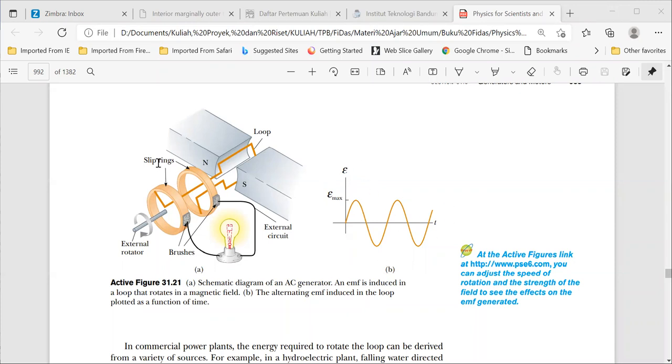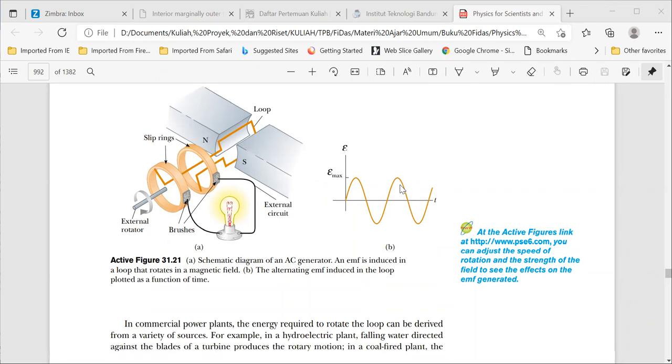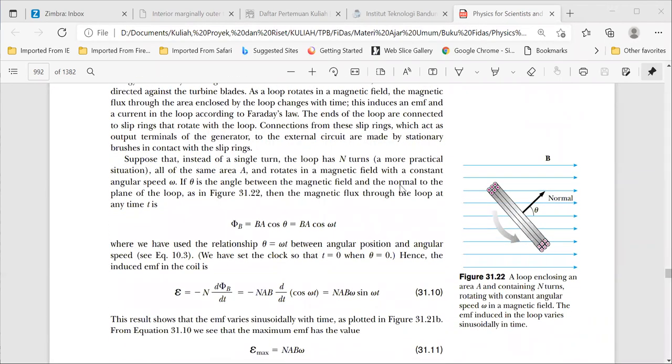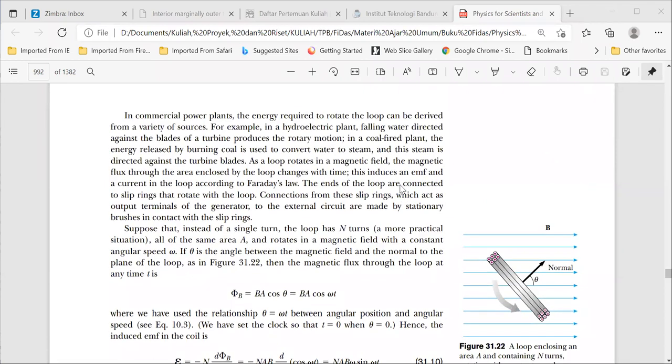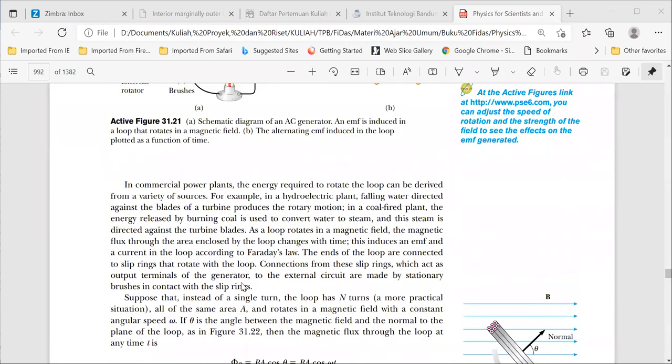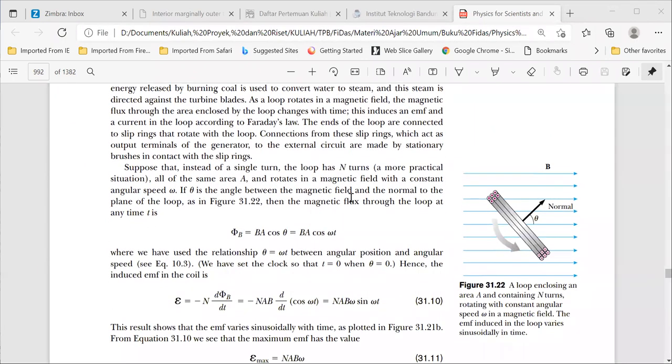This is, for example, for sinusoidal, like this. So that's why our source at home, the electricity, is AC electricity, alternating current. The alternating current means that the current depends on time, especially for a sinusoidal function.